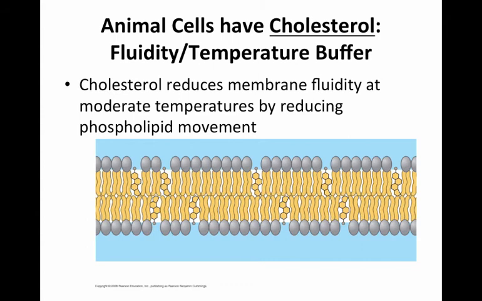animal cells, how have they adapted to these changes in temperature? How do our cells adapt and adjust such that when it's cold, our membranes don't freeze, or when we get too hot, our membranes are not super fluid? So animal cells have cholesterol, okay? And I want you to remember that cholesterol acts as a temperature buffer for the membrane because it resists changes in membrane fluidity as temperature changes.